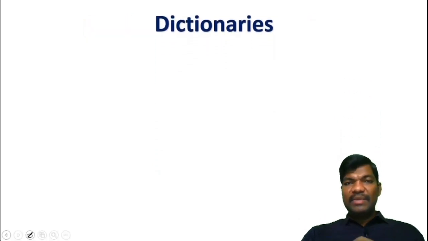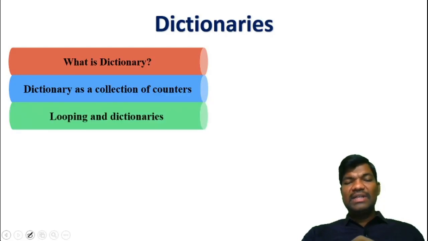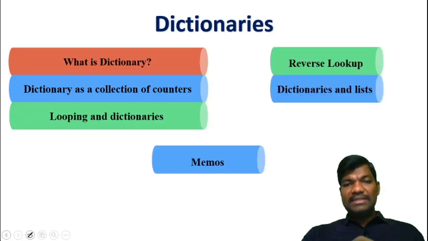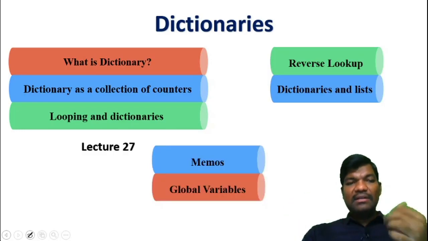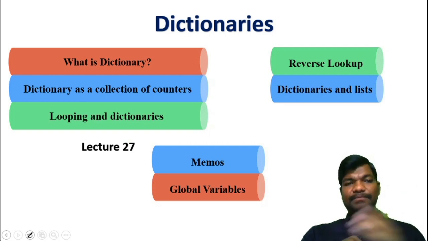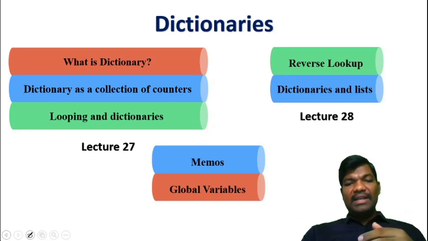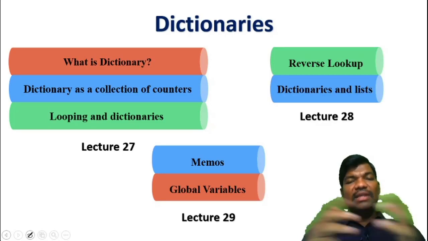Let's check the syllabus once again. What is a dictionary? Dictionary as a collection of counters, looping with dictionaries, reverse lookup, dictionaries and lists, memos, global variables. In the previous lecture, the first 3 topics were completed. In today's lecture, we will discuss reverse lookup and dictionaries and lists. Finally, in the next lecture, we will discuss memos and global variables. Let's get into the lecture.